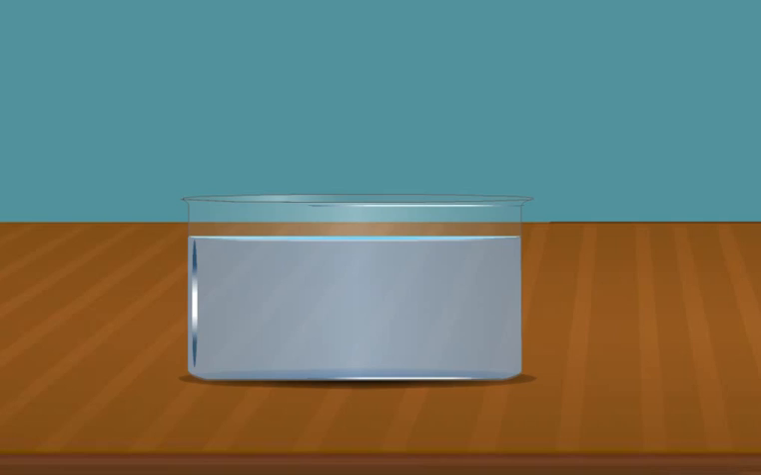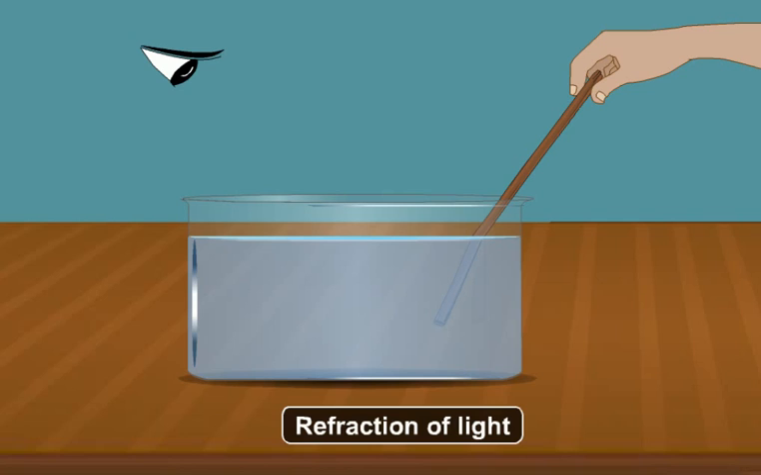Causes and laws of refraction. Students, you have seen that a straight stick seems to be bent when it is half dipped in water. You know that it is because of refraction of light. Can you tell me why the refraction occurs?